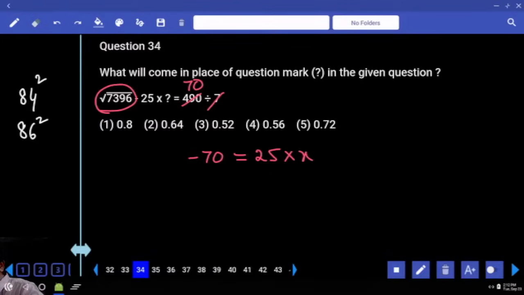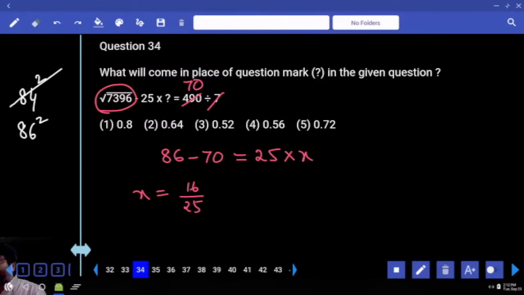Now 84 is a 3 multiple. Square should be 9 multiple. Is our under root value 9 multiple? No, then it cannot be 84 square. It has to be 86 minus 70. How much? 16. Then x will be equal to divided by 25 only.